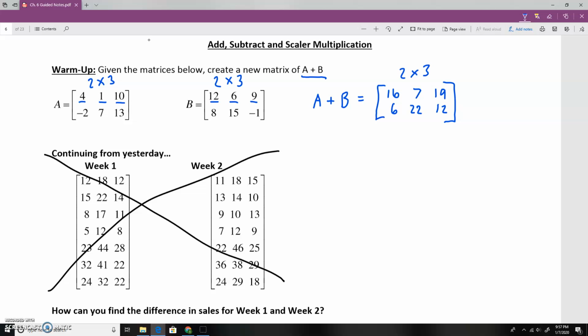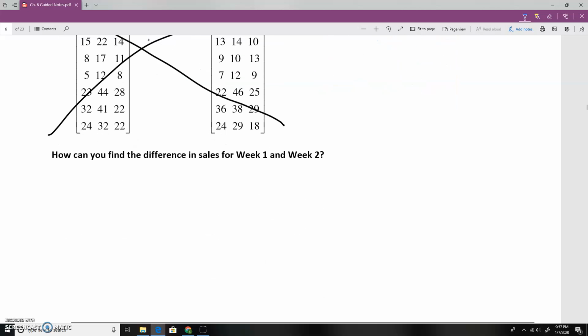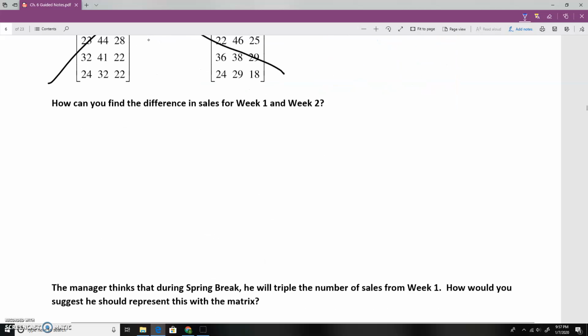Now, we're going to ignore this next part. That was for a bigger problem that we didn't end up doing in the previous lesson. But for the purpose of our problems down here, we're going to go ahead and call matrix A week 1, and matrix B will be data from week 2. Now, let's say we want to find the difference in sales for week 1 and week 2. Well, difference, if you remember, means subtraction. So I'm going to take matrix A minus matrix B. Or I guess technically I could do matrix B minus matrix A. It doesn't really matter.